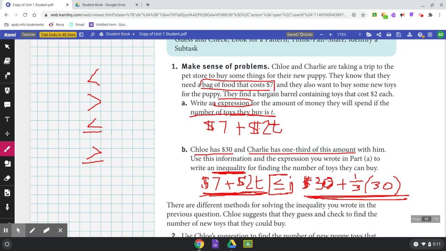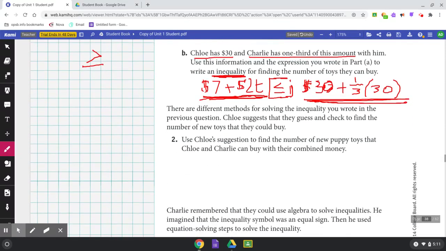There are different methods for solving the inequality that you wrote in the previous question. Chloe suggests that they guess and check to find the number of new toys that they could buy. Use Chloe's suggestion to find the number of new puppy toys that Chloe and Charlie can buy with their combined money. So Chloe says, let's just guess how many toys we can buy.